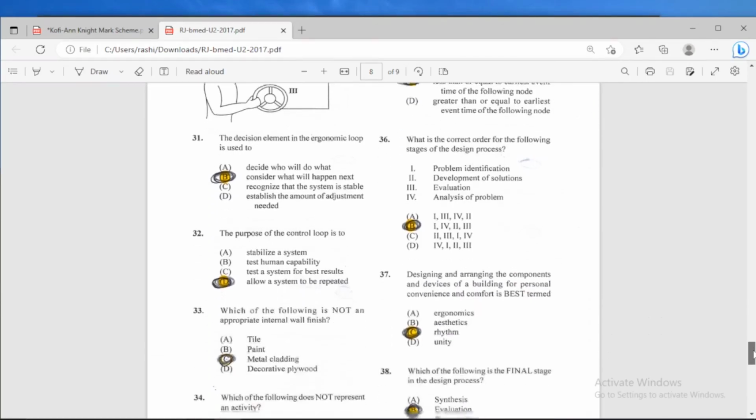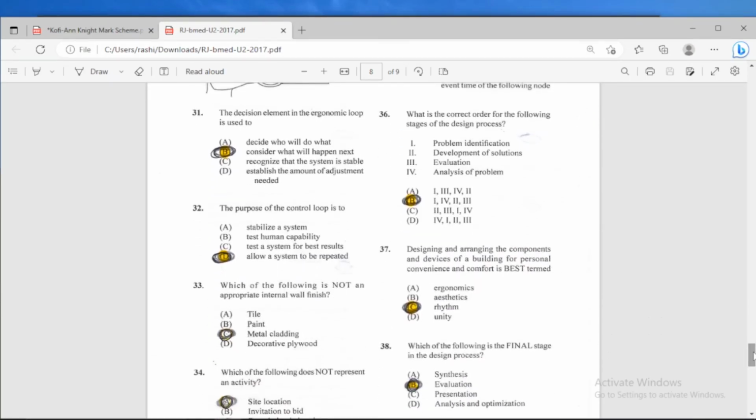Item 36 here says, what is the correct order for the following stages of the design process? Is it problem identification, development of solutions, evaluation, or analysis of problem?